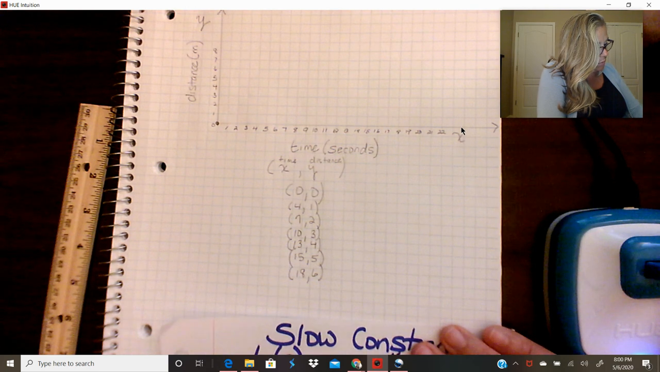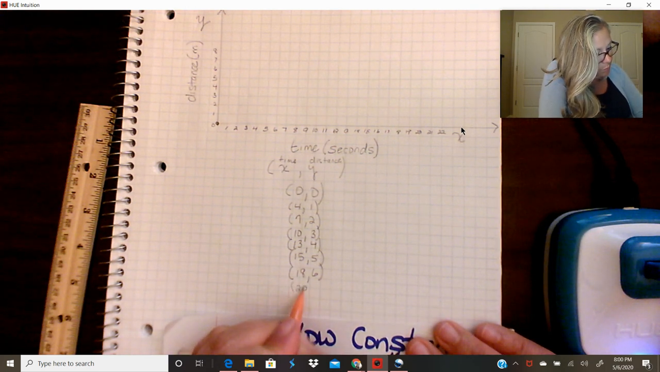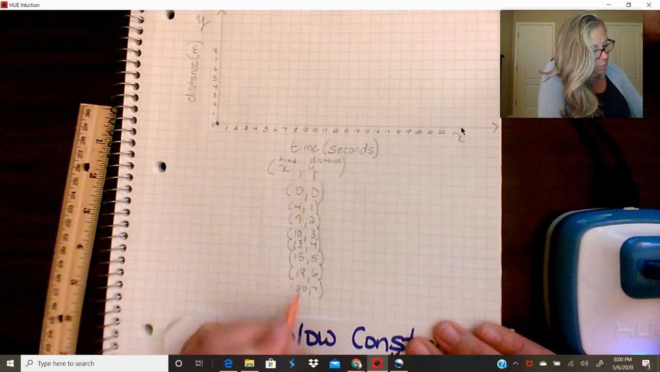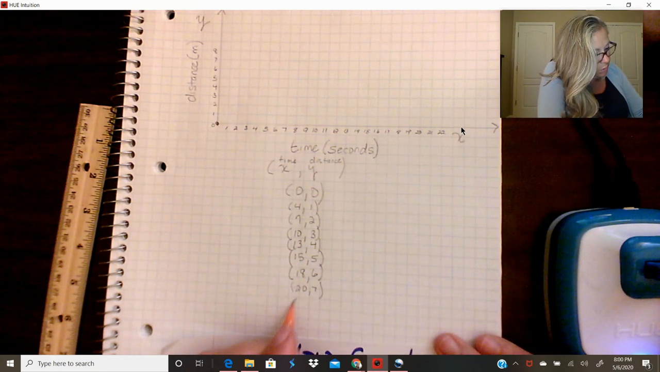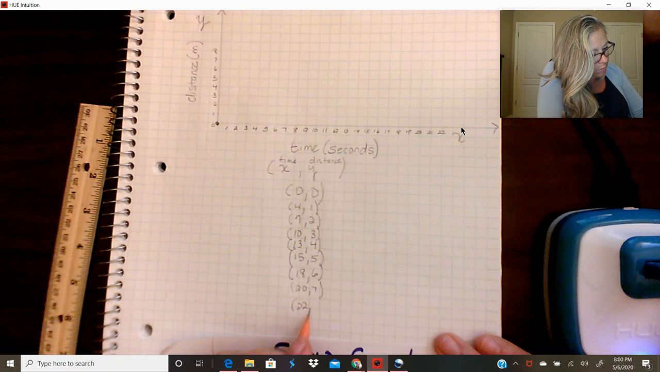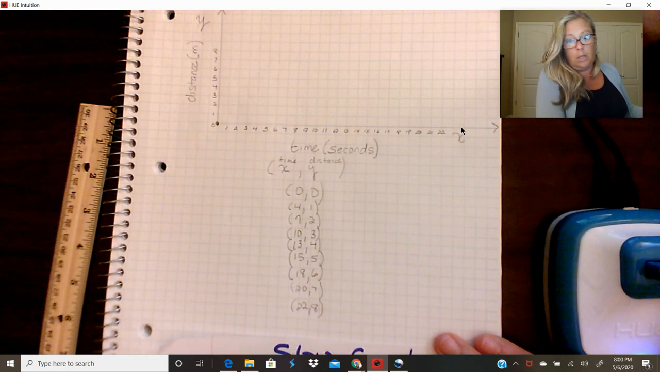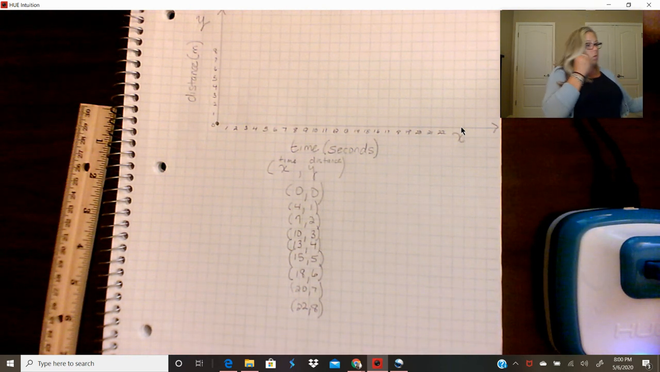All right, the next one is 20 and 7. He sped up a little because it only took 2 seconds to go a meter. And the next one is 22, 8. So he sped up just a little bit there at the end. All right, and now let's graph our coordinates.